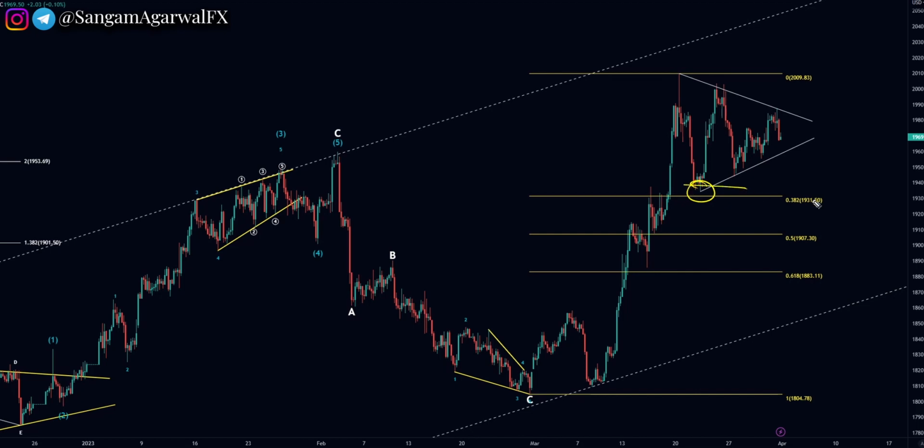But this area near 1935 is your key horizontal support level. Below that level you can buy, and for upside breakout, right now price is making its final wave E. That means end of this correction chart pattern. And after wave E, you will see the next impulsive wave.